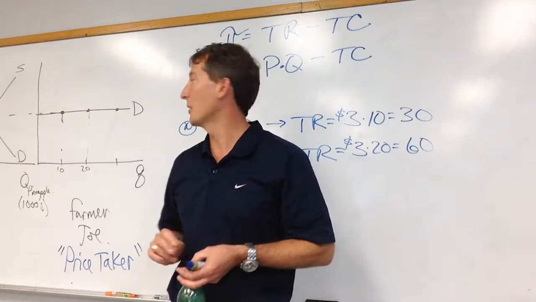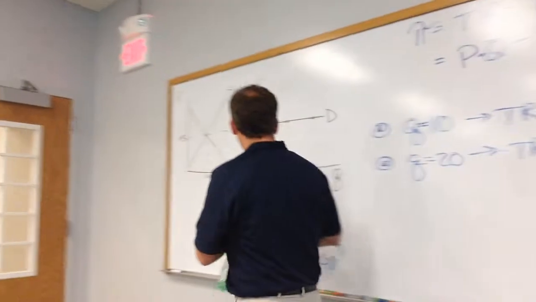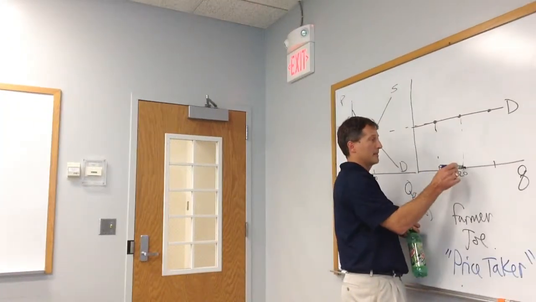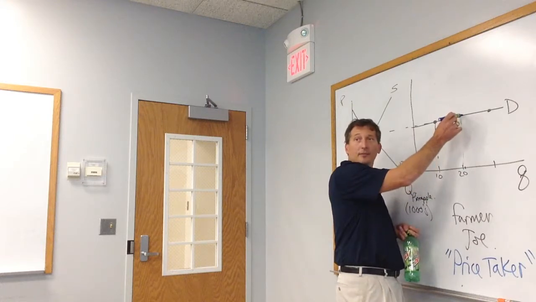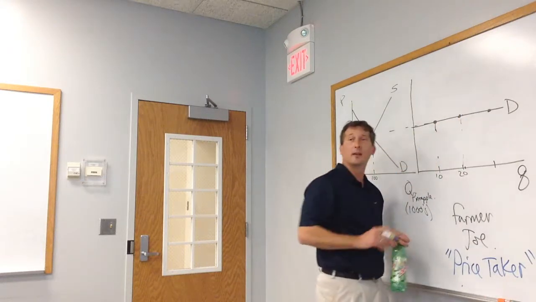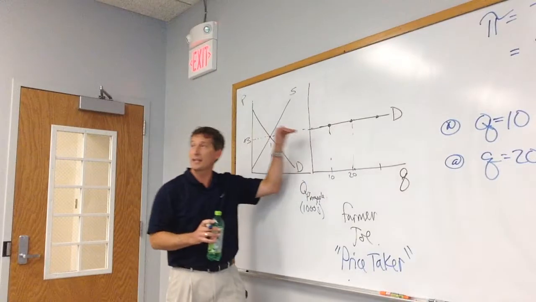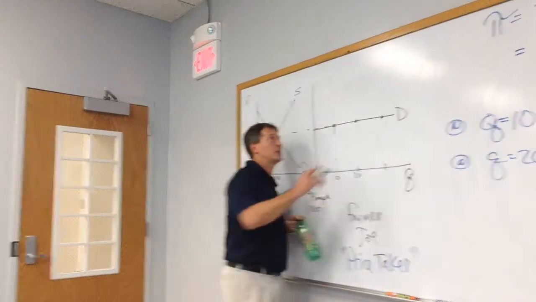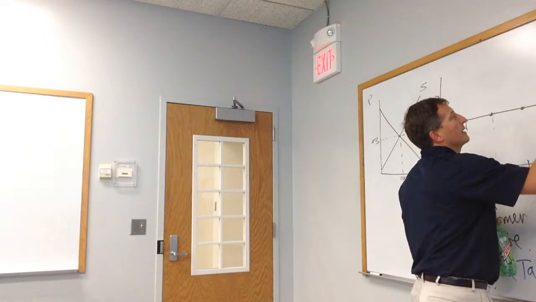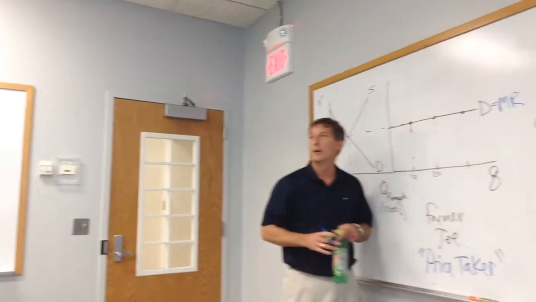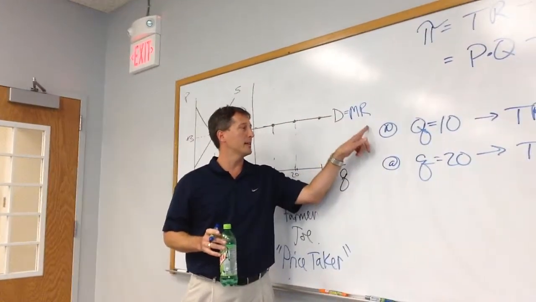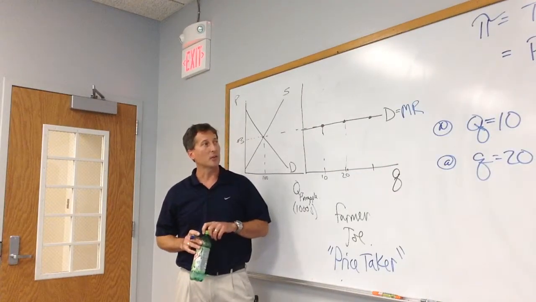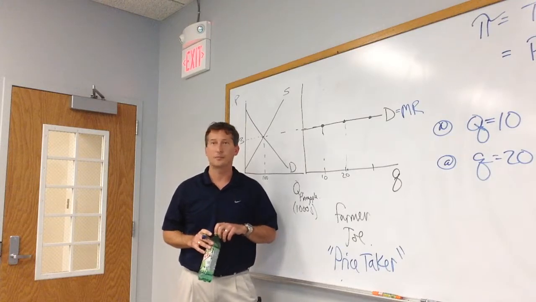$3. Good. So the revenue generated by the 21st unit is the price I get for it. Since I can produce as many as I want, and I'm going to get the market price, we now have uncovered another little feature of this, and that is that for Farmer Joe, the demand curve is the marginal revenue curve. The demand curve is the marginal revenue curve.